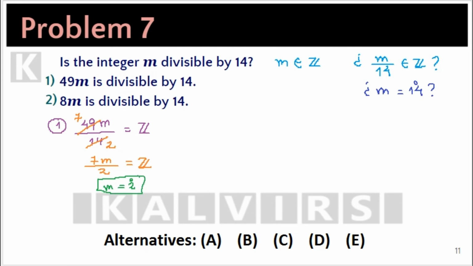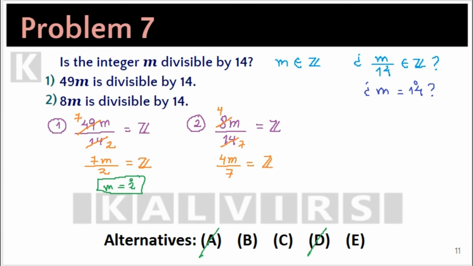However, not all the multiples of 2 are multiples of 14. For that reason, statement 1 alone is not sufficient. Choices A and D are eliminated. Now, from statement 2 alone, 8 times m is divisible by 14. It means that 8 times m over 14 is an integer. We can cancel this one and this one. Finally, 4 times m over 7 must be an integer.